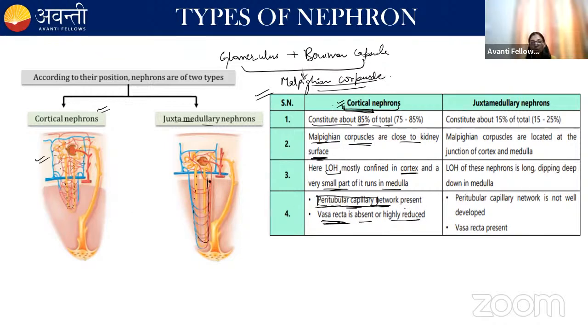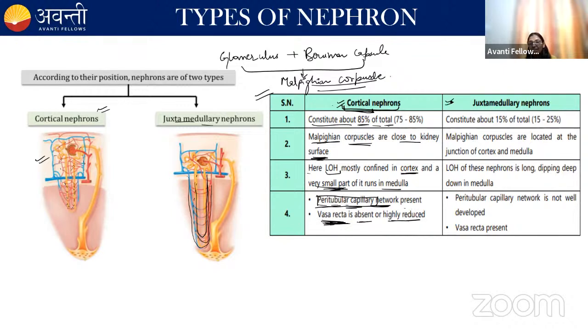Vasa recta is U-shaped. This is vasa recta, this U-shaped network of blood vessels around the loop of Henle. This is known as vasa recta. Remember this. I told you in cortical nephron, the loop of Henle is a very small part. That means the vasa recta will be highly reduced or completely absent, because vasa recta is present in close proximity with the loop of Henle.